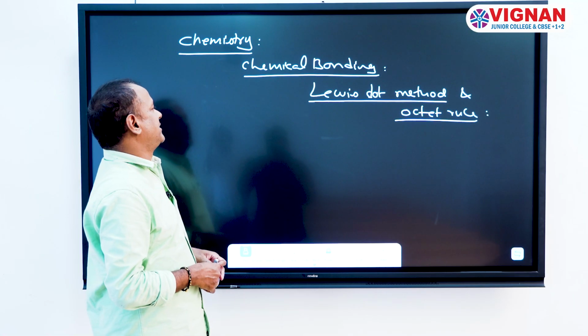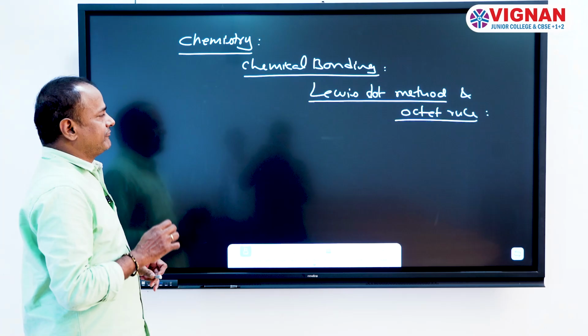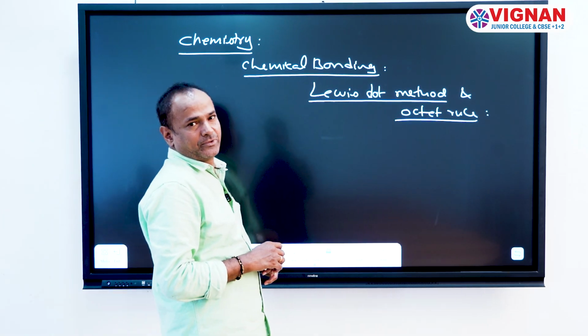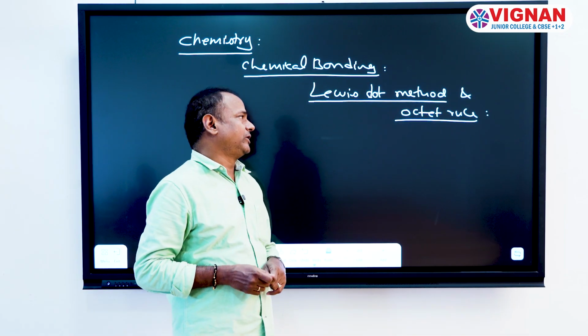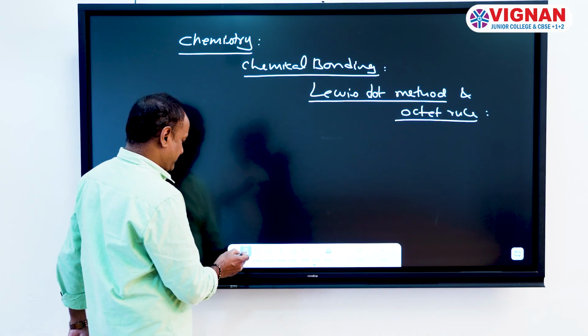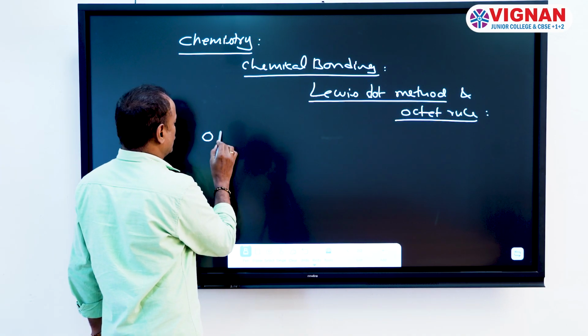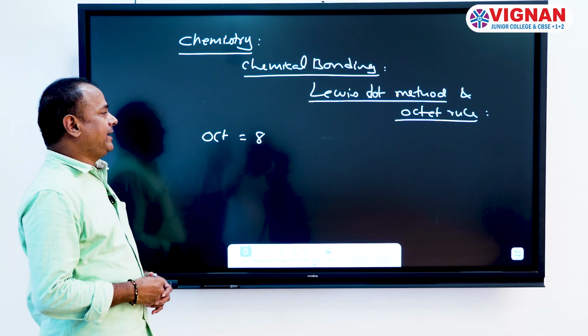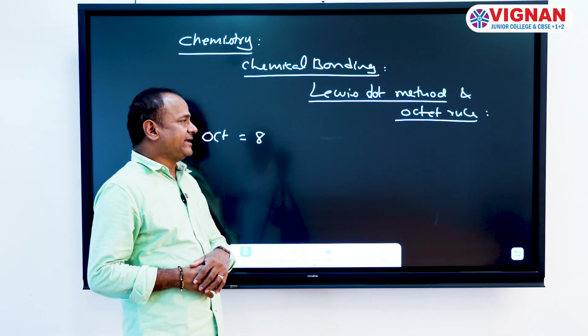So let us start the chemistry part. Chemical bonding. The first part in chemical bonding is the Lewis dot method and also the octet rule. First, let us discuss the octet rule. Octet: oct means 8. That means the presence of exactly 8 electrons.